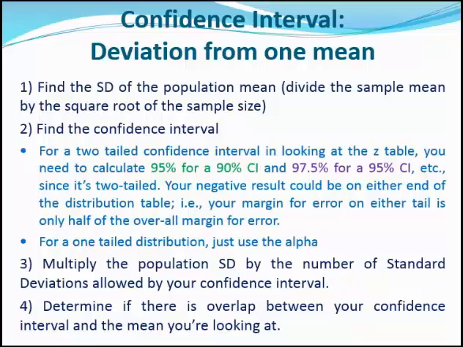Okay, so first we're going to look for confidence intervals regarding deviations from one mean. In other words, how far away could something be from a particular average? Before we even look at this, let me give you an example. If I have 10,000 people who are going to take a test, and I give it to 100 people at random, and I want to test what the population is likely to get. What do I think the 10,000 people are going to average?